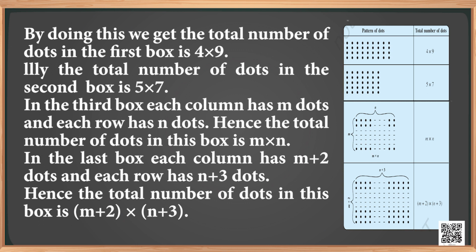Similarly, the total number of dots in the second box is 5 into 7. In the third box, each column has m dots and each row has n dots. Hence, the total number of dots in this box is m into n. In the last box, each column has m plus 2 dots and each row has n plus 3 dots. Hence, the total number of dots in this box is m plus 2 times n plus 3.